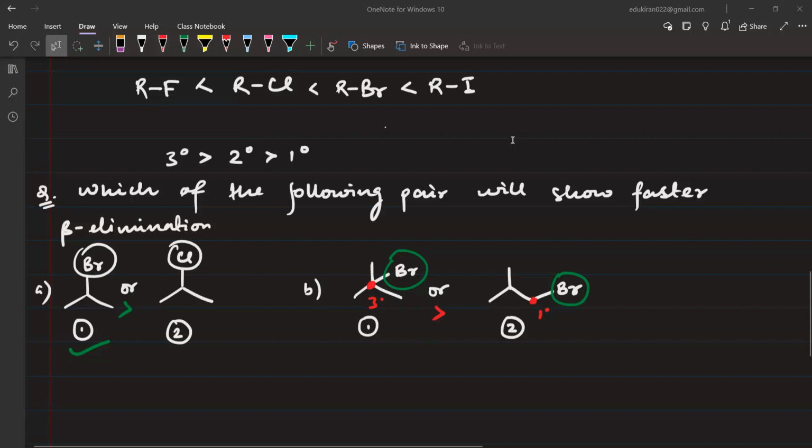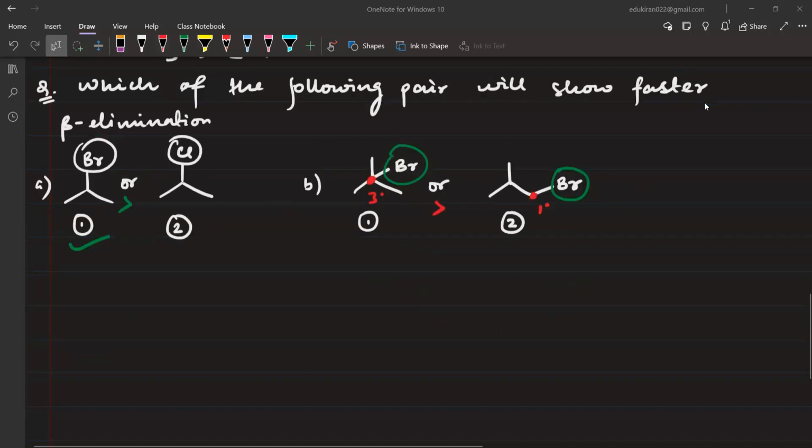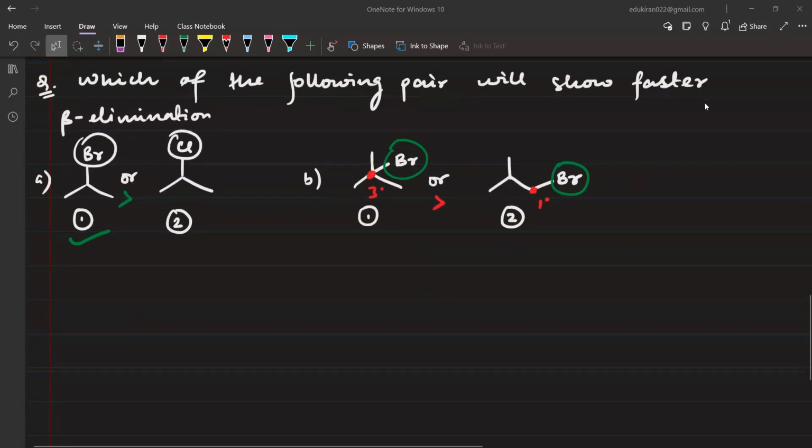Okay. See, it's very simple. You have to look at size when they are different halogen atoms. If the halogen atom is the same, look at the degree of carbon. That's it.